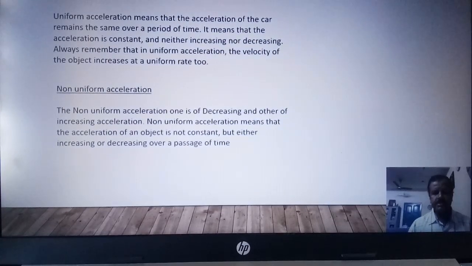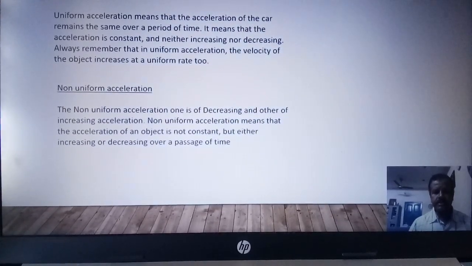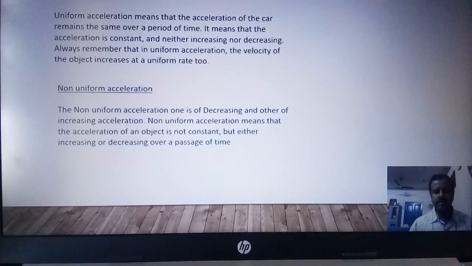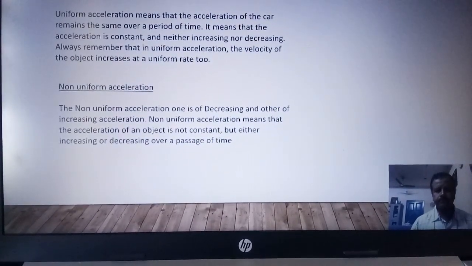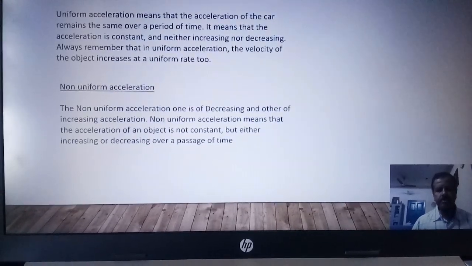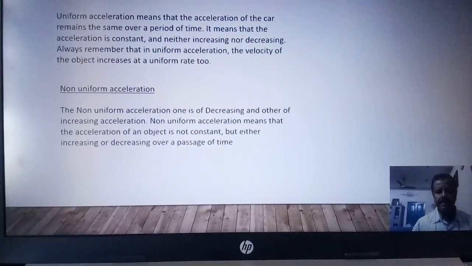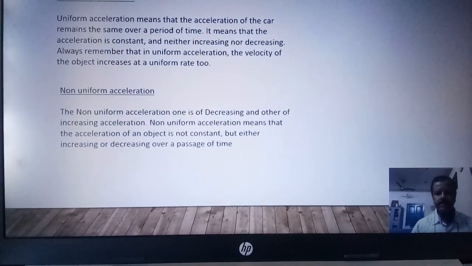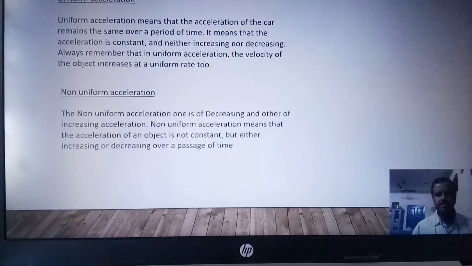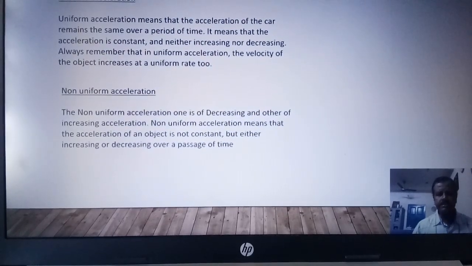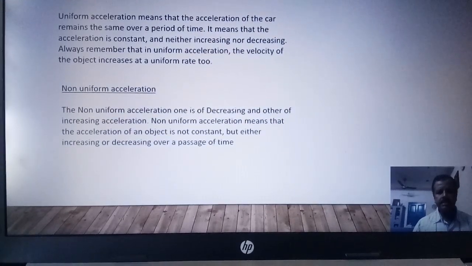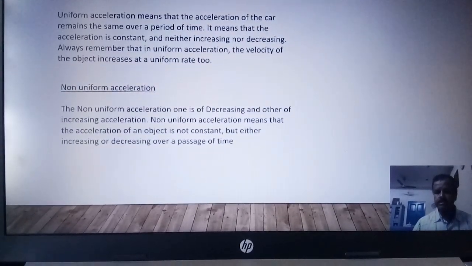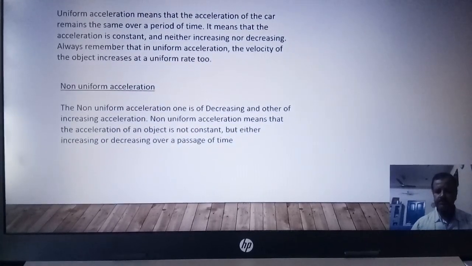If the body doesn't change velocity equally, if there is a non-uniform change in velocity with respect to time, it means it is not increasing or decreasing equally in equal intervals of time, then it is said to have non-uniform acceleration. It means its acceleration is different at different intervals of time. Acceleration is not constant. Its direction may also not be constant. So these are the two types.